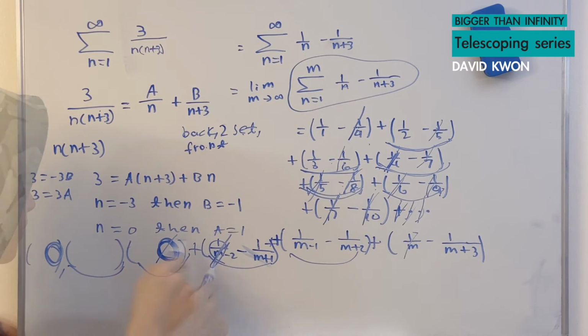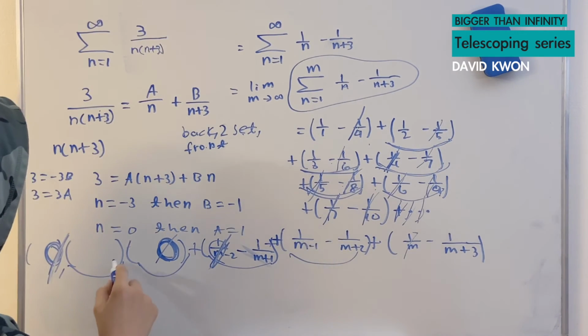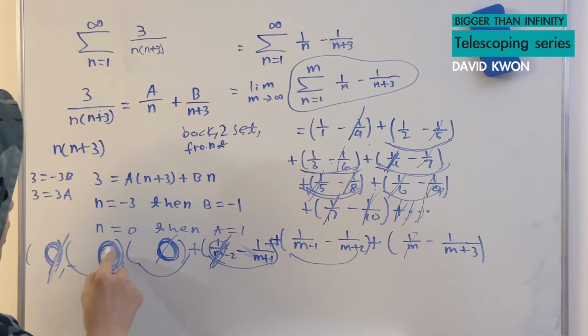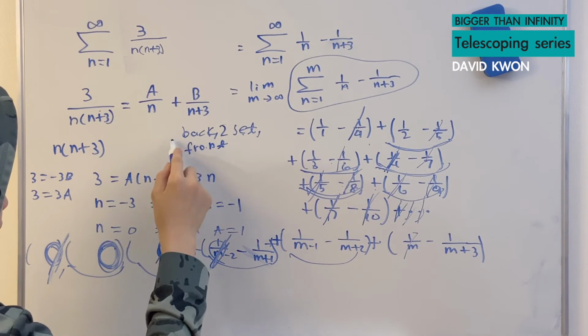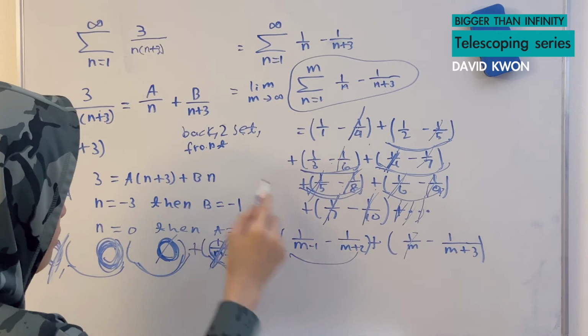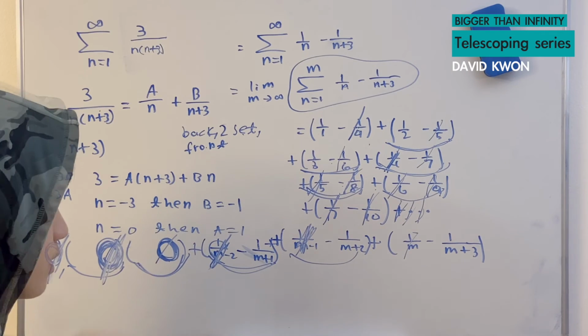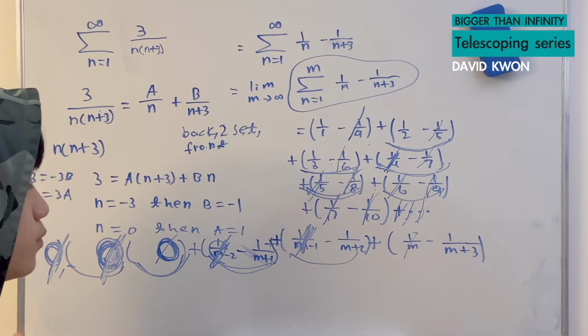So this cancels off by this. And then we can also cancel this off from this number. This is the back number. Skip one set, two sets, and then the front number next. So this cancels off by this. And there are no more things we can cancel out.